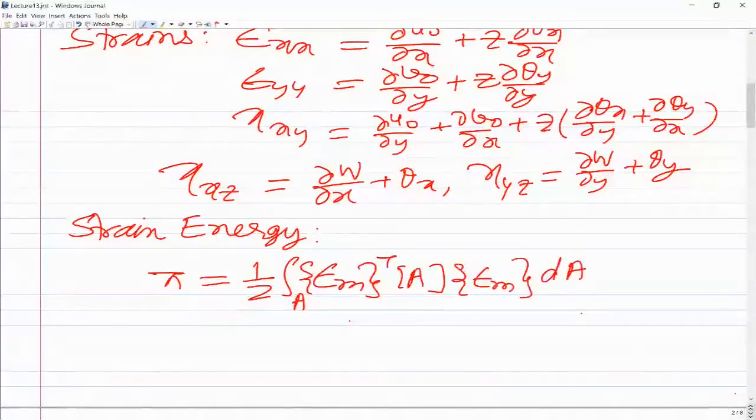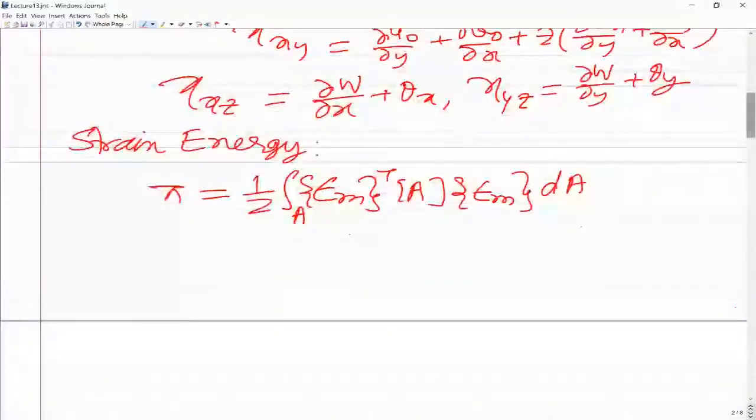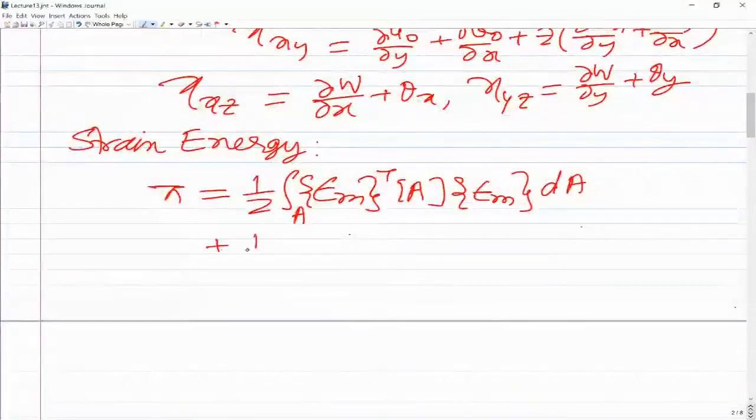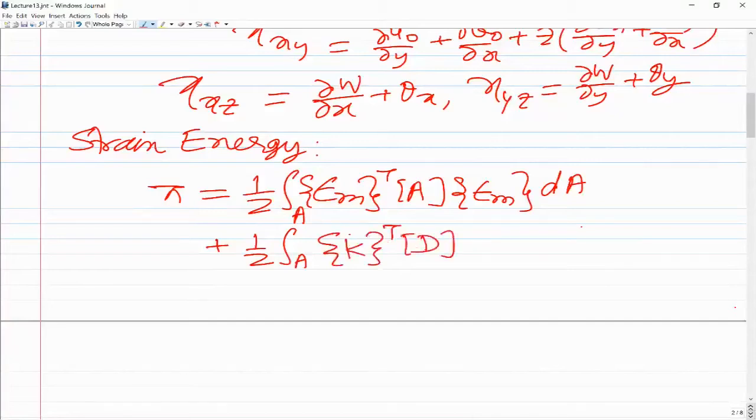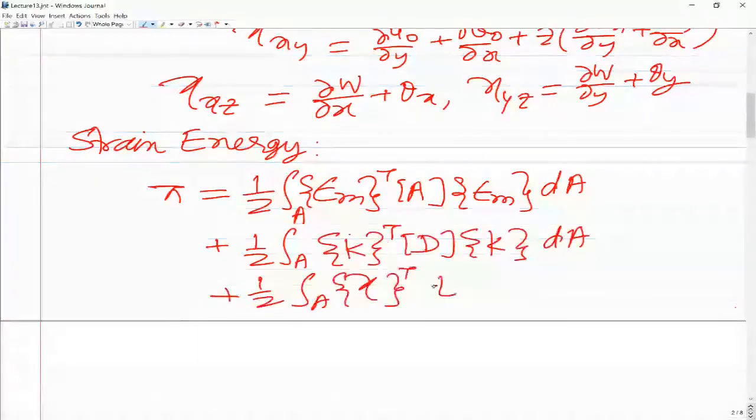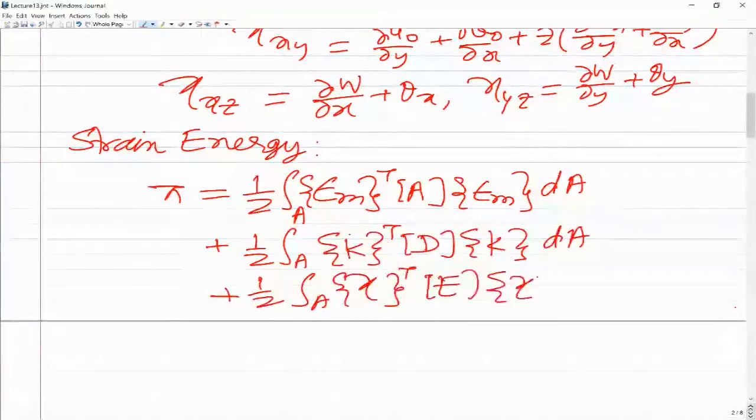So this is known as the membrane strain energy, because this involves the strains due to u naught and v naught in-plane displacements, plus the bending strain energy, which is half of integration over area of kappa transpose D into kappa dA. This term is the same as we have done earlier. And then you have the transverse shear strain energy, so half integration over area of gamma transpose into E matrix into gamma dA. So now this is the additional term.